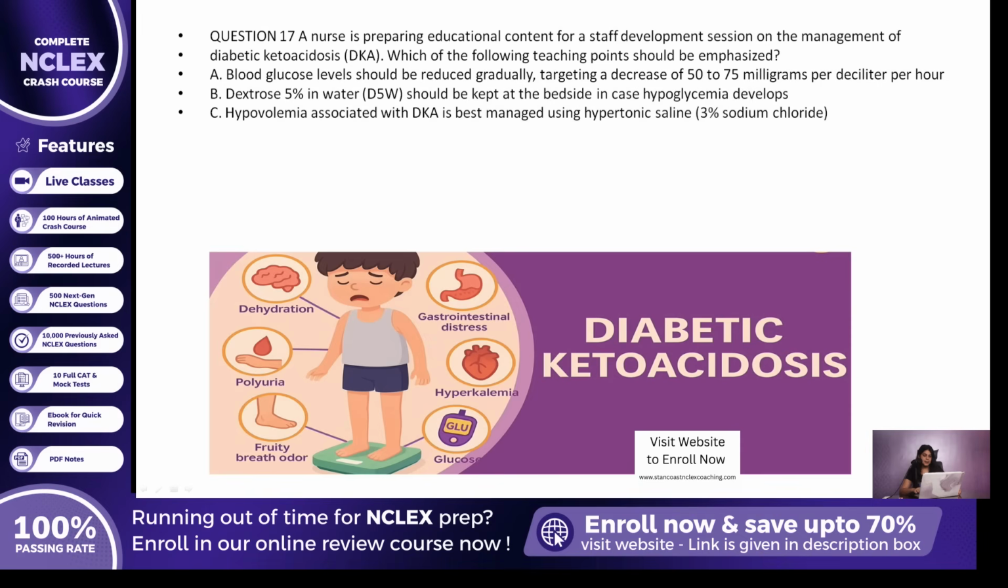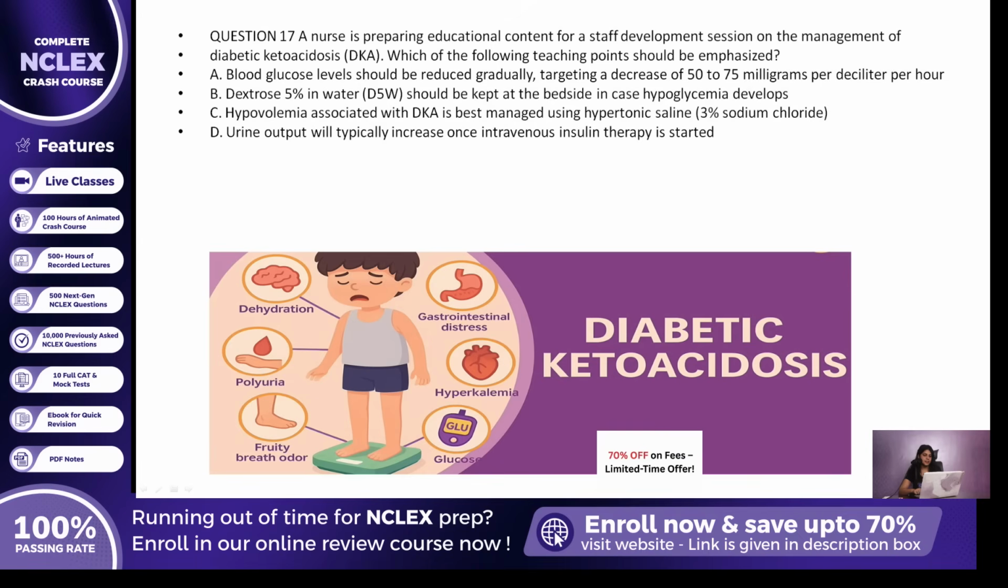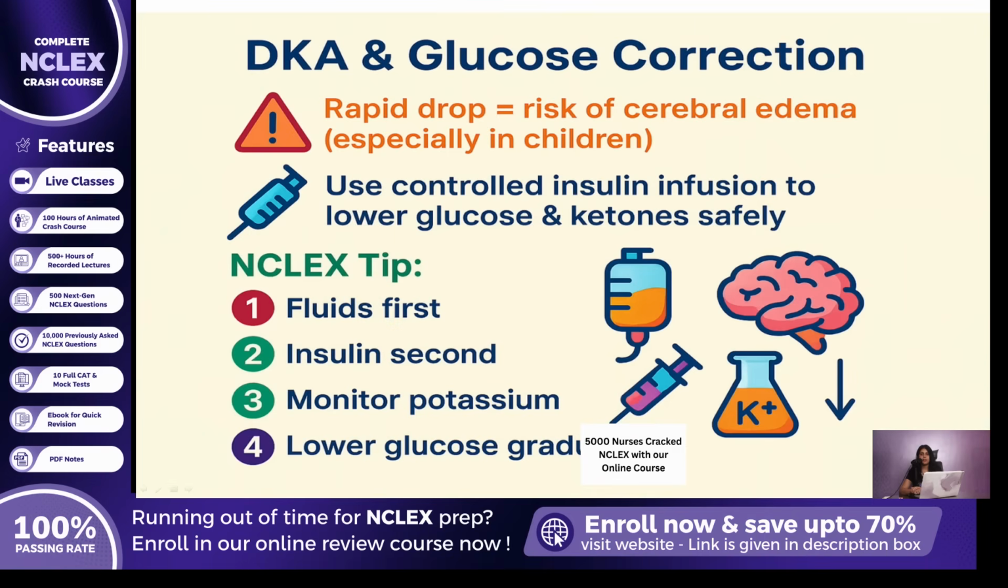B. Dextrose 5% in water, D5W, should be kept at the bedside in case hypoglycemia develops. C. Hypovolemia associated with DKA is best managed using hypertonic saline, 3% sodium chloride. D. Urine output will typically increase once intravenous insulin therapy is started. The correct answer is option A. Blood glucose levels should be reduced gradually, targeting a decrease of 50 to 75 milligrams per deciliter per hour.